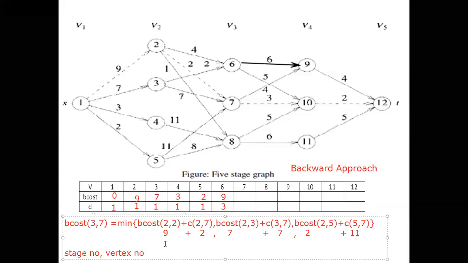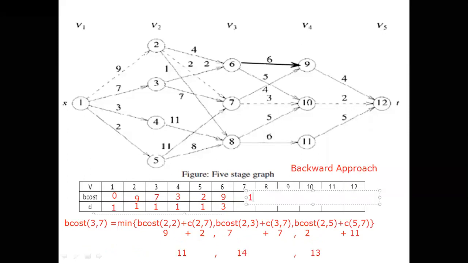Right. Now we have to add the values. 9 plus 2, it is 11. Comma. 7 plus 7, it is 14. Next, last value, 2 plus 11. What is the value? It is 13. What is the smallest value? It is 11. Where should we update 11? In 7. Right? In 7, I will update as 11.